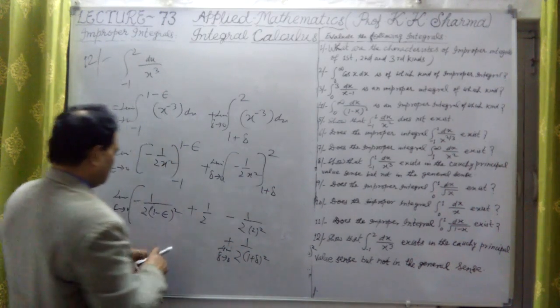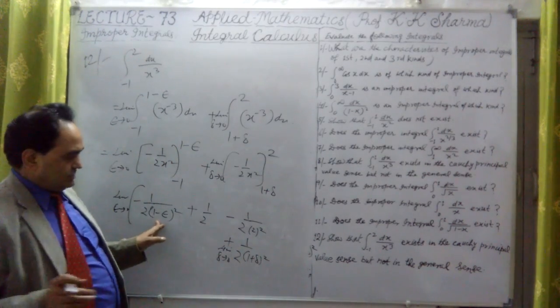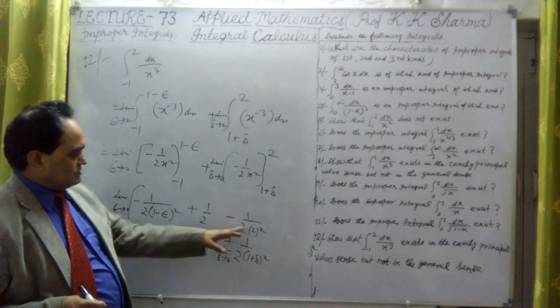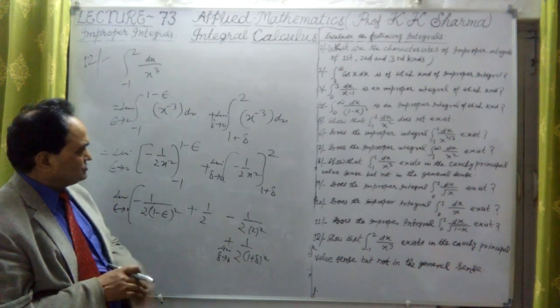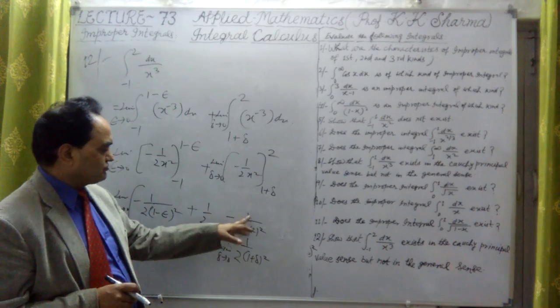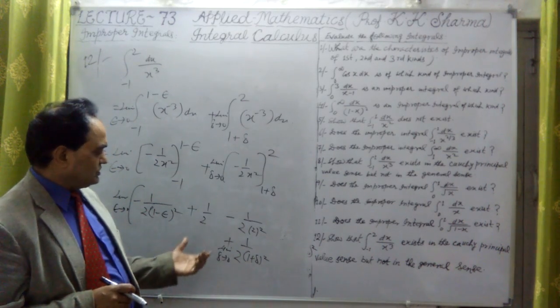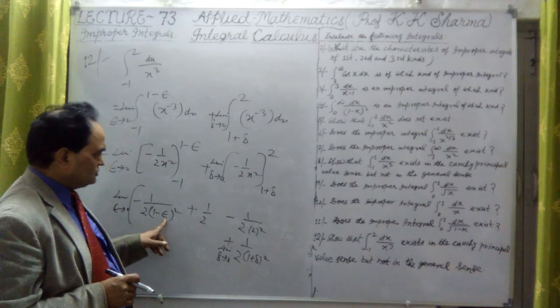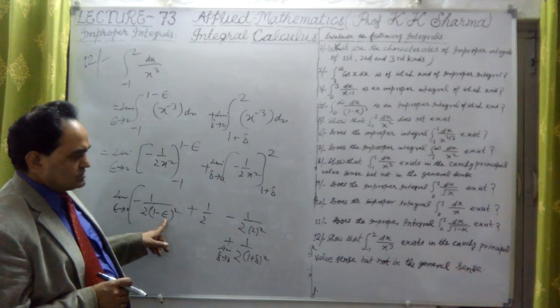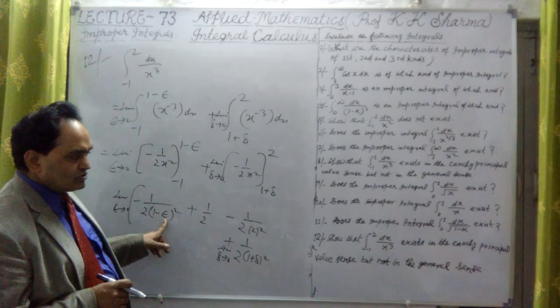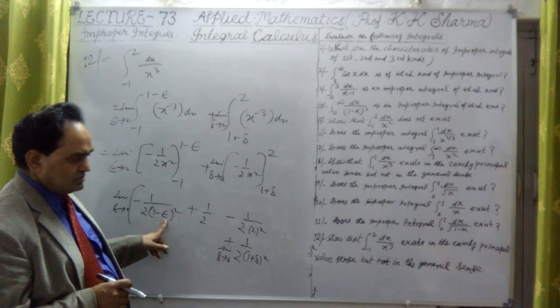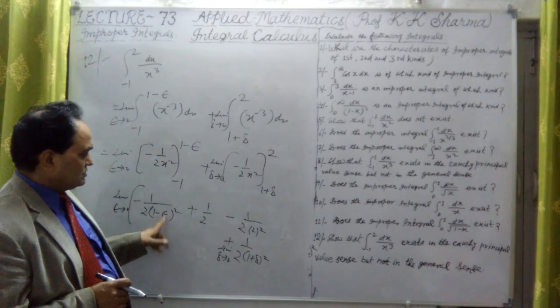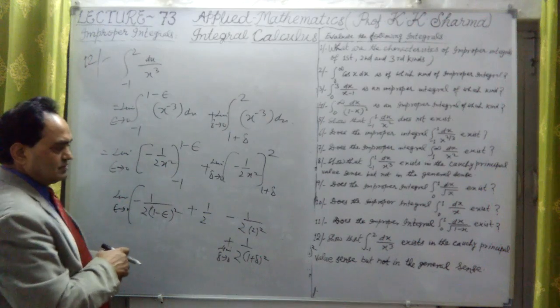Now here it is minus sign. And here the value is 1/2 square, that means 1 minus 1/8 plus 1/8, the value is lying. So if it is 0, show that the value exists in the Cauchy's principal value sense, but not in the general sense. So this we have to show.